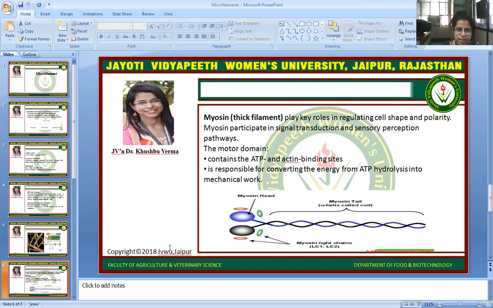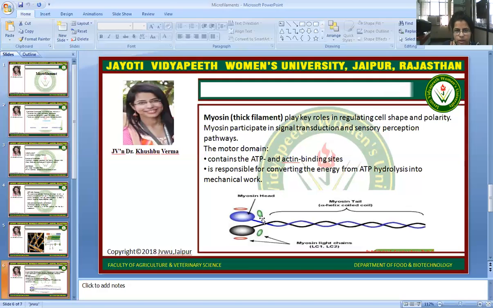As I told you in the previous slide, myosin and actin both are involved in muscle formation, and they are prominently involved in the muscle contraction process. That's why myosin needs ATP hydrolysis for mechanical work and for muscle contraction and relaxation. If we discuss the structure of myosin or thick filament, it has two types of chains.